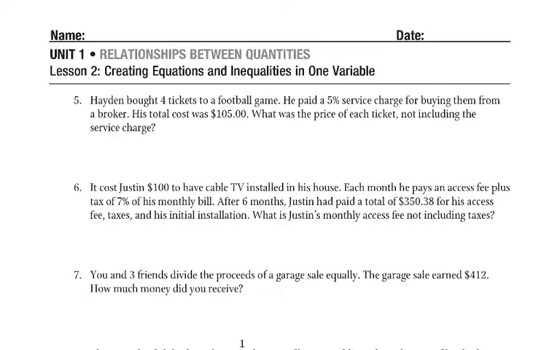Alright, number 5. Hayden bought 4 tickets to a football game. He paid a 5% service charge for buying them from a broker. His total cost was $105. What was the price of each ticket, not including the service charge? Okay, so we don't know the price of each ticket. We'll call that T for ticket price.